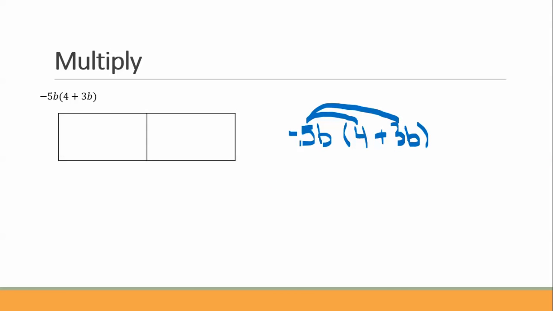So we have negative 5b times a positive 4. We just found out that a negative times a positive is negative. So negative 20b, and negative 5b times positive 3b is minus 15. B times b is b squared.